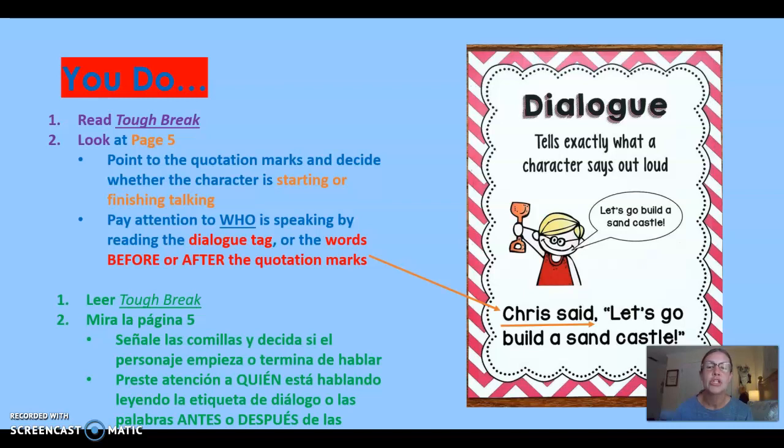And I want you to pay attention to who is speaking. You're going to look at that dialogue tag right here, Chris said, to figure out who is speaking.